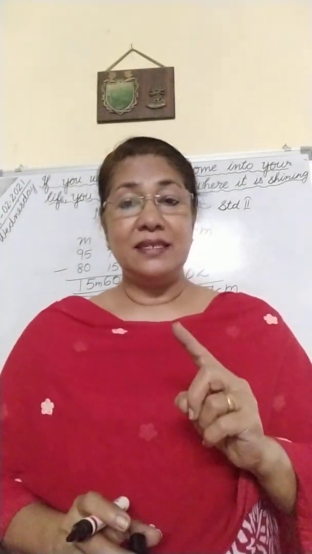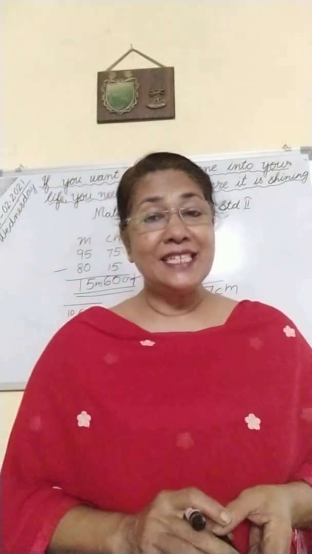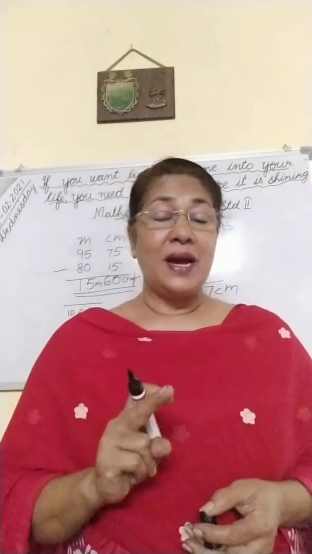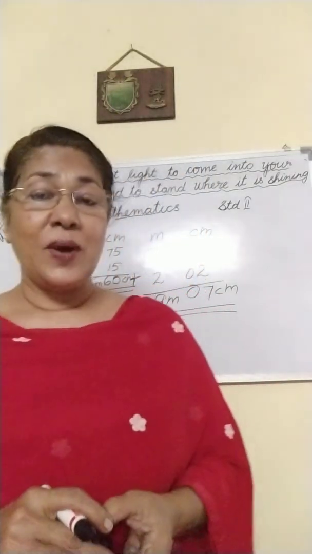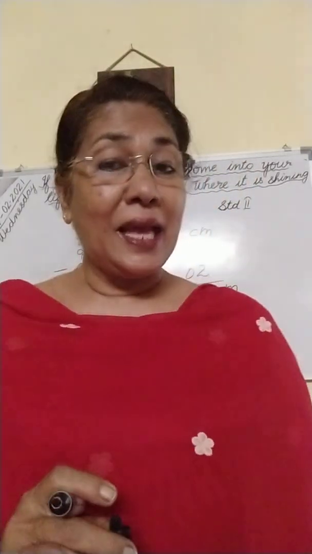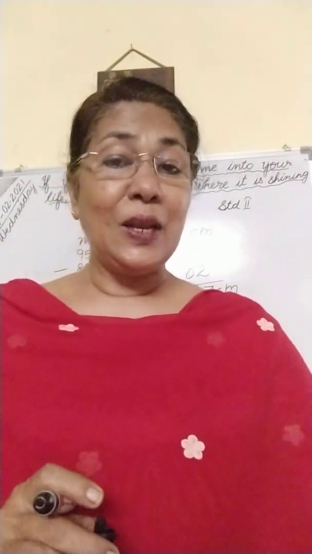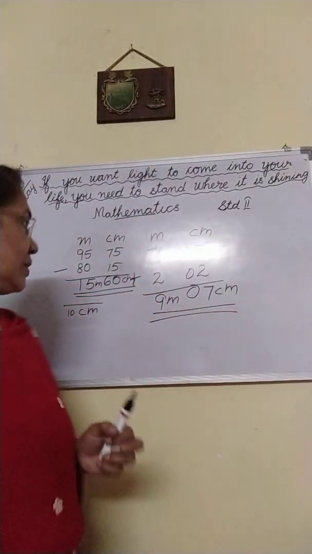Now 1 liter. 1 liter makes how many milliliters? Yes, 1 liter makes 1000 milliliters. 1 kilogram is 1000 grams. Okay.